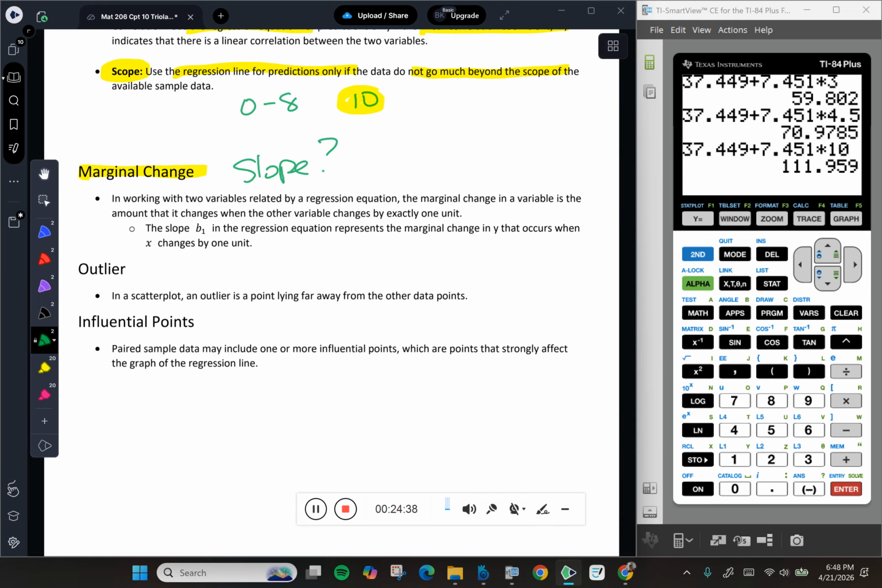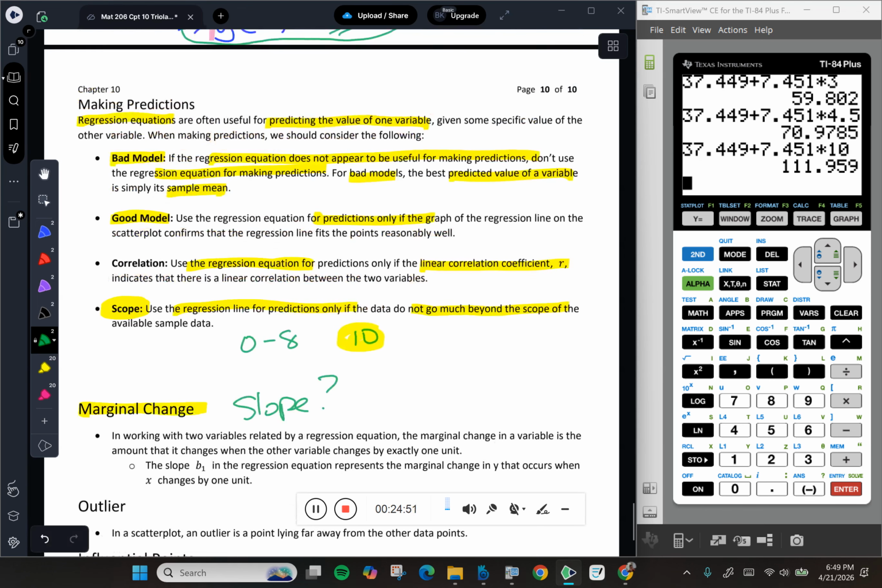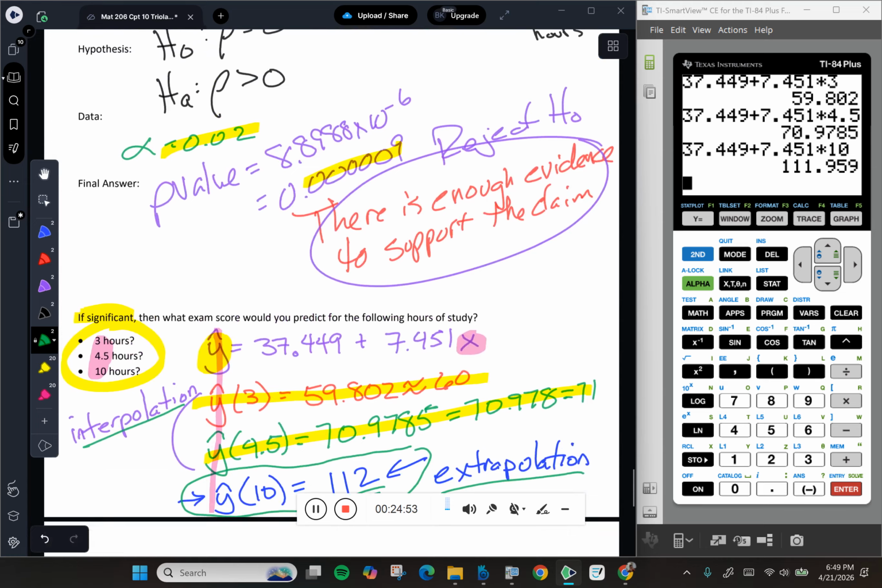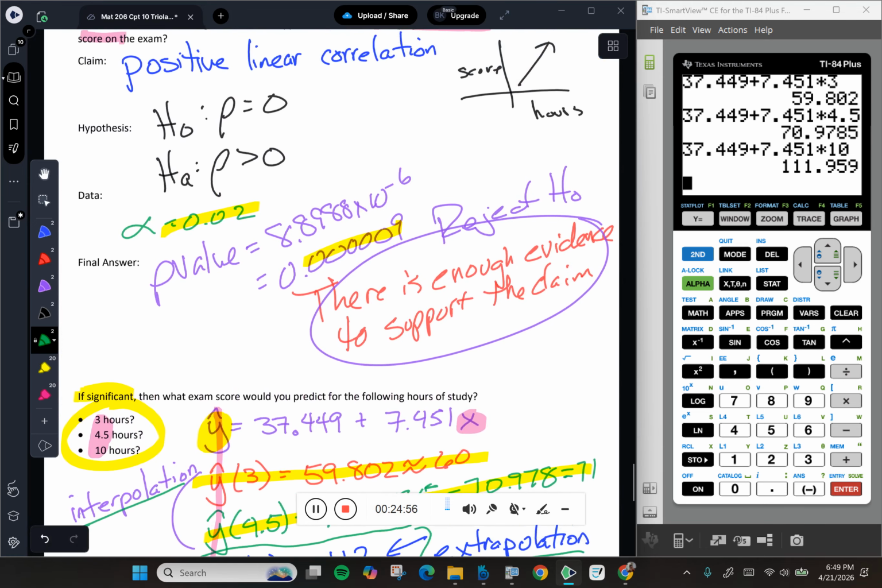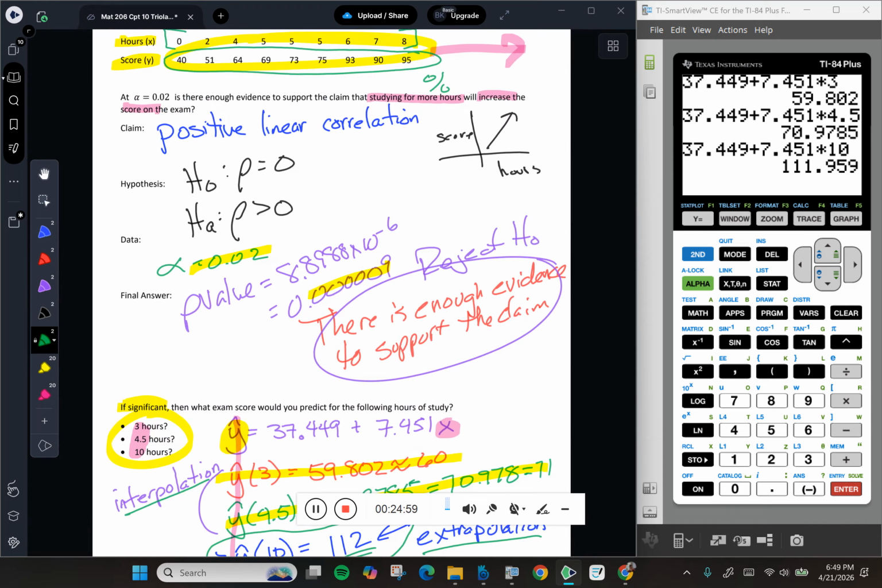No, slope is a math term. This is stats, so we have to call it the marginal change, right? So if someone were to come to you and say, according to your data for the exam scores, what is the marginal change? You'd look at it and go, okay, marginal change is the slope. That's that guy. So the marginal change is, for every hour of studying, their score will increase by 7.451%. It's the slope, but it's stats.